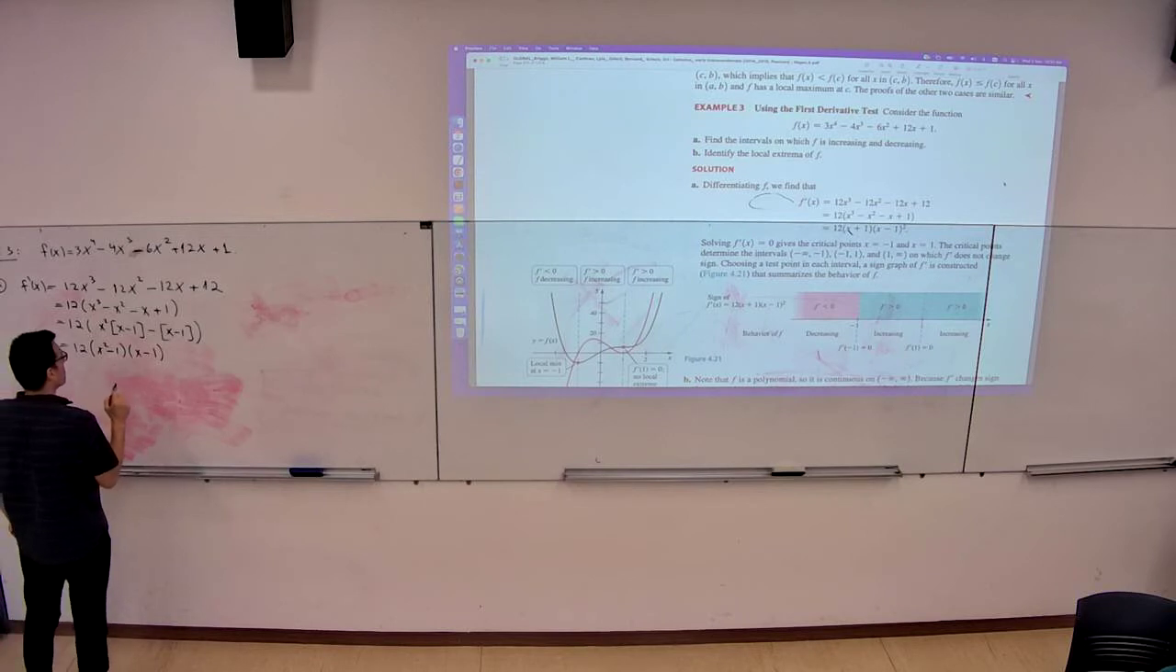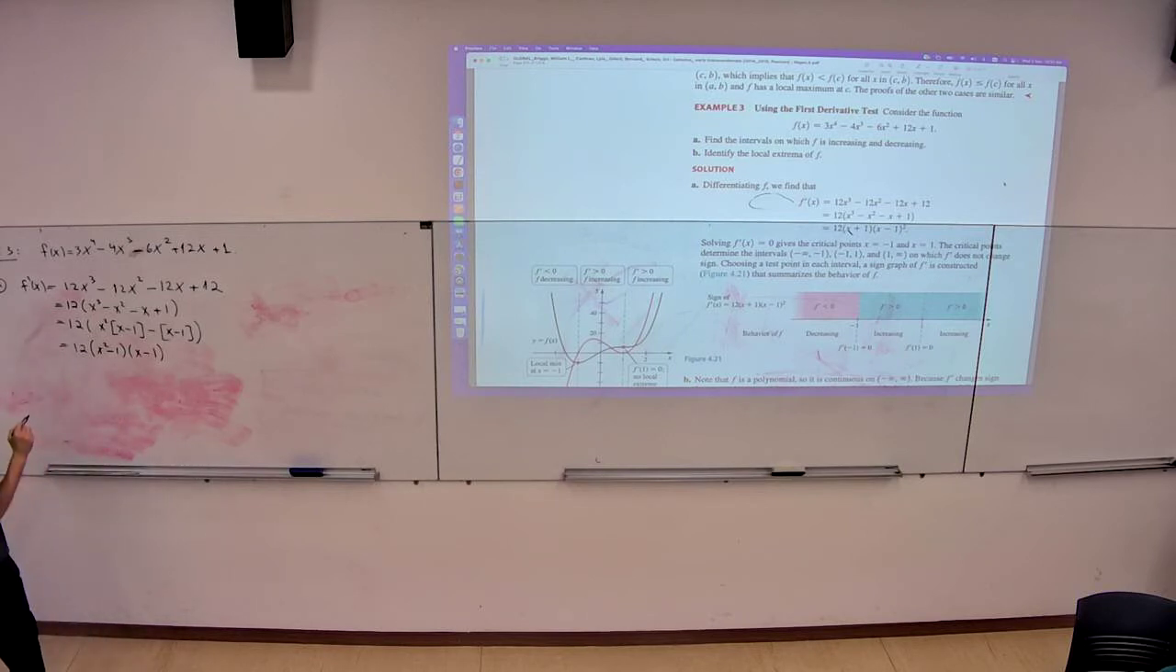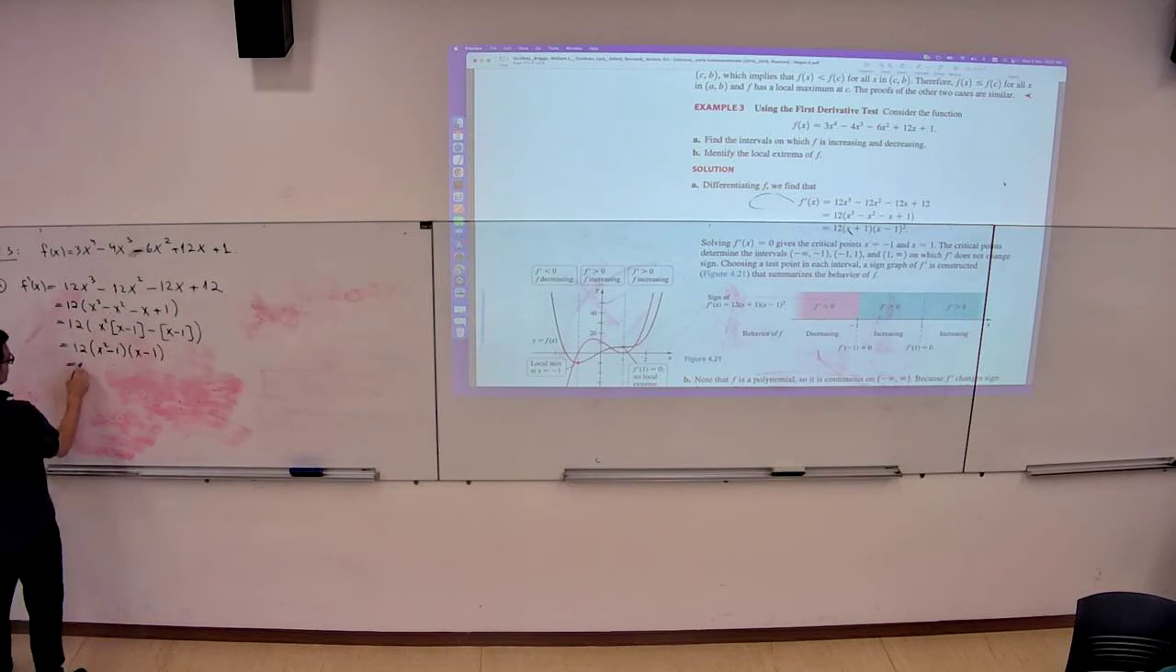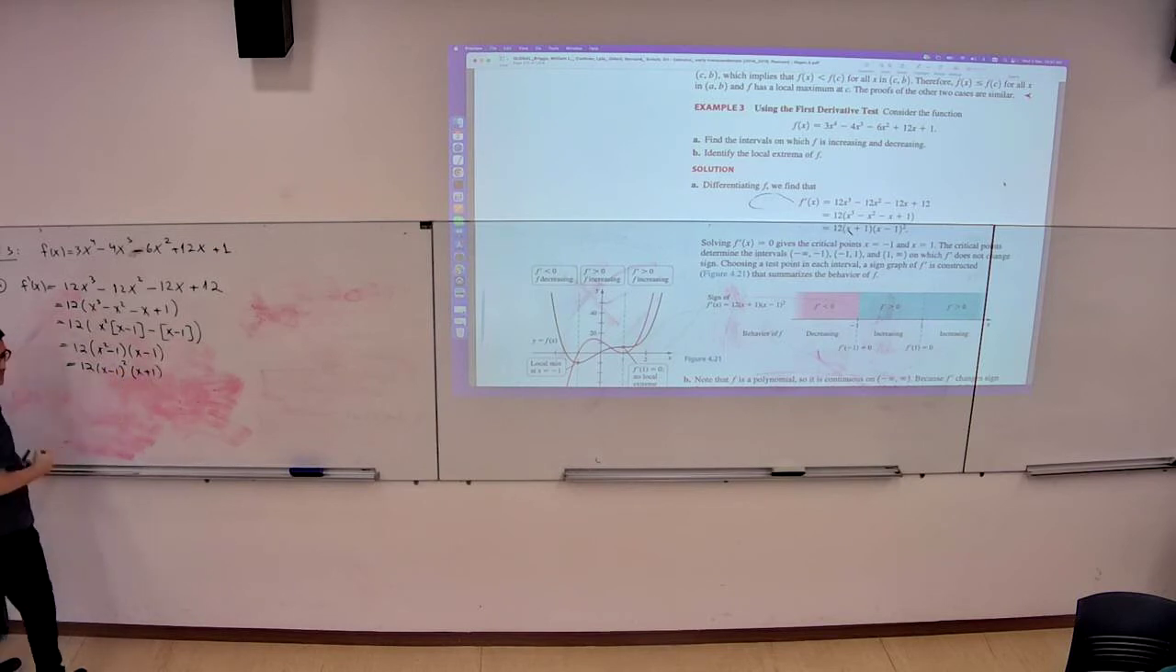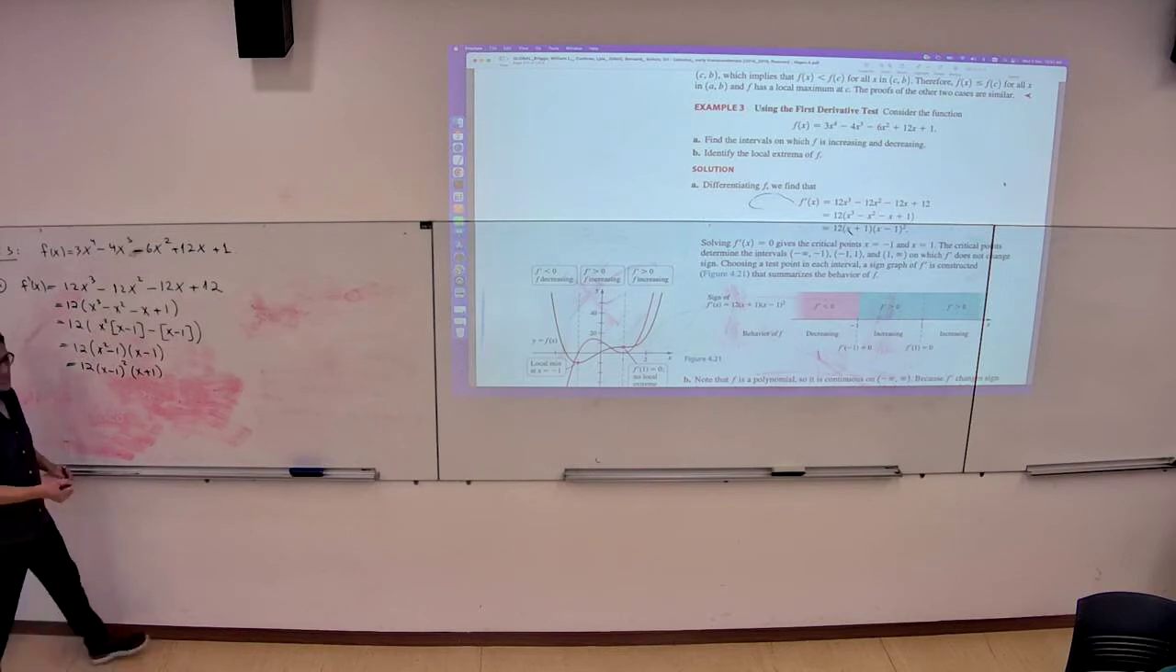Is it minus 1? Yep, that's fine. So this is 12 times x minus 1 squared times x plus 1, because x squared minus 1 is x plus 1 times x minus 1, and x minus 1 times x minus 1 is x minus 1 squared. Right, so set it equal to 0.